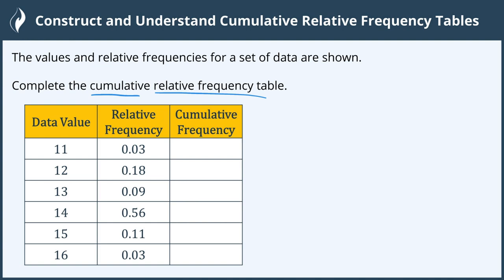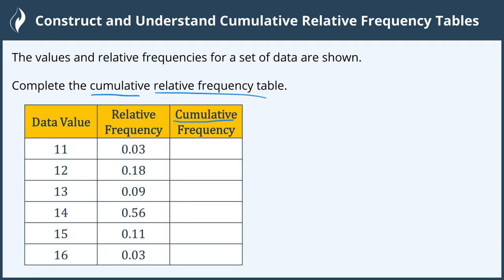A relative frequency table takes the number of frequencies for each data value and divides it by the total to give us the relative frequency. Cumulative means that we add the total of that data and everything before that data or lower.